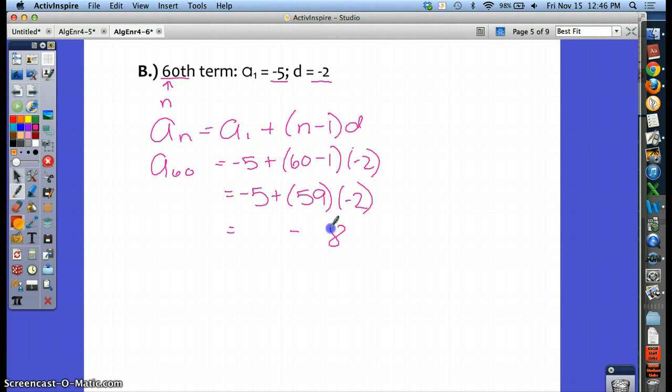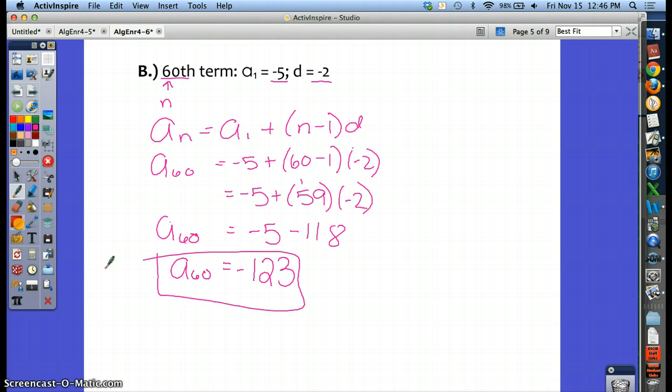2 times 9 is 18, carry the 1. 2 times 5 is 10, plus the 1 is 11. And then we have a negative 5 in front of that. So the 60th term ends up being, there we go, the 60th term is going to be negative 123. Box that whole thing in, keep your label on there.